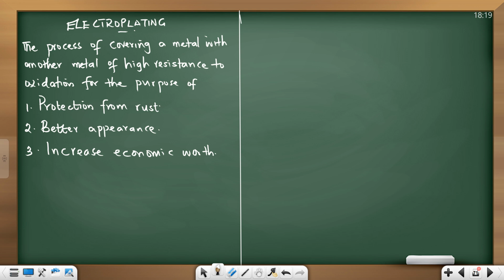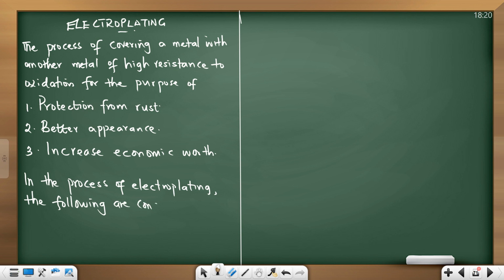Okay. So this is why we electroplate. We cover a metal with another to prevent it from rusting, for better appearance, for economic reasons, all of those. Now, in the process of electroplating, just take a few notes. We're not going to write so much. In the process of electroplating, the following are considered.